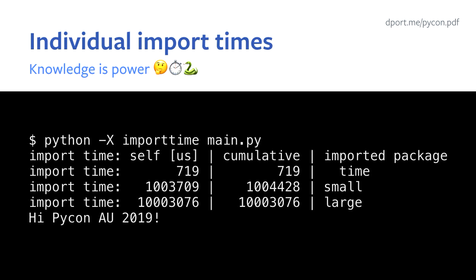We also have this self versus cumulative column. For the time module, which is a leaf essentially, the self and cumulative are equal, because time itself doesn't actually import anything. Whereas for small, you can see there is the self time and then cumulative, and cumulative is just the addition of itself and the time module, right? So it's really handy being able to see what each module on its own actually costs without everything it imported itself.